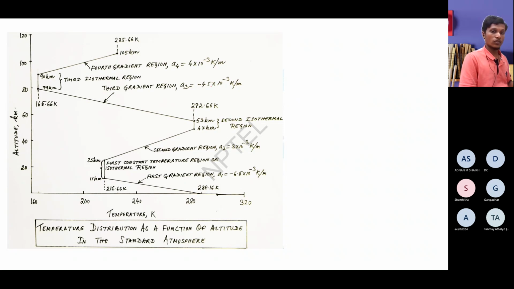In the week 1 lectures you have seen many concepts, and you have gone through the introduction to aerodynamics and many problems already solved by the professor. This is one of the important concepts on the slide: the standard atmosphere graph. This shows you the temperature distribution as a function of altitude in the standard atmosphere.